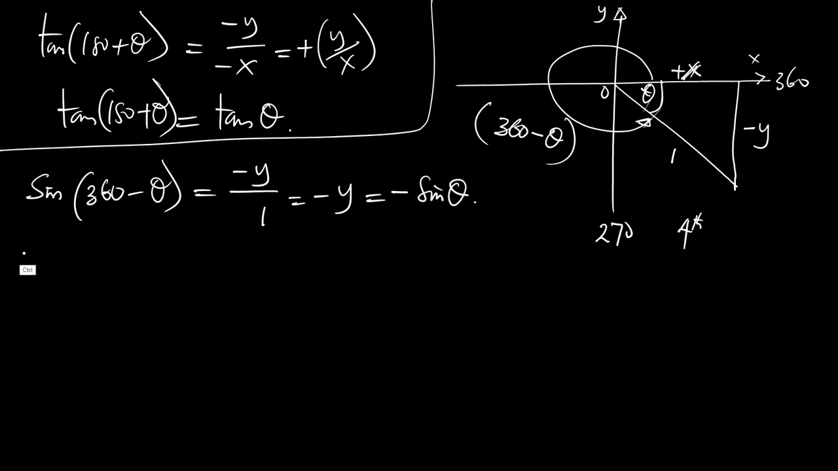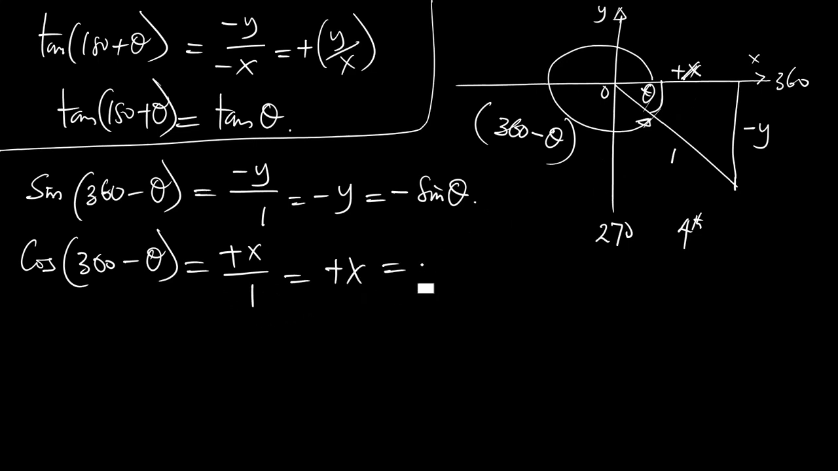So now let's look at cos theta. Cos 360 minus theta will give us plus x divided by 1. So plus x is adjacent divided by 1, which is plus x. So this is what we call cos theta. So cos is positive here. You can just put a positive sign there.